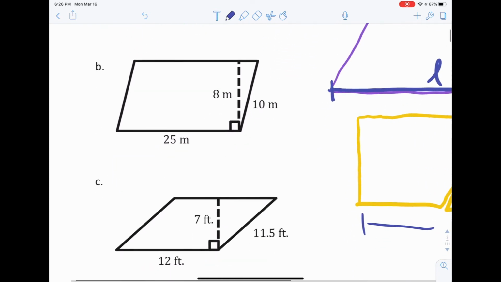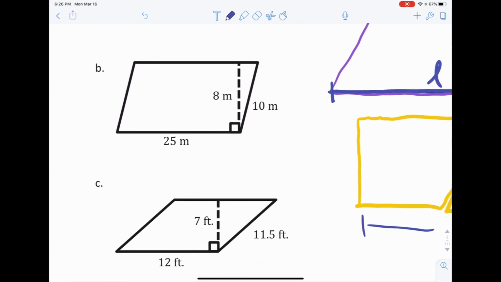Take a look at question B. What is the base of this parallelogram? What is the height of this parallelogram? If you know the base and you know the height, all you have to do is multiply them in order to get the area. The base is 25 meters. The height is 8 meters. That means that the area is 25 times 8. It's 200 meters times meters, which is meters squared.